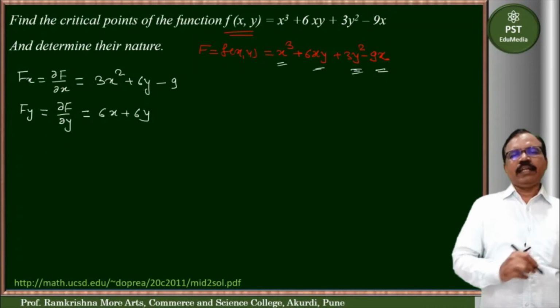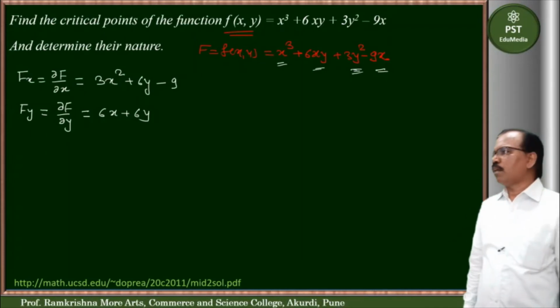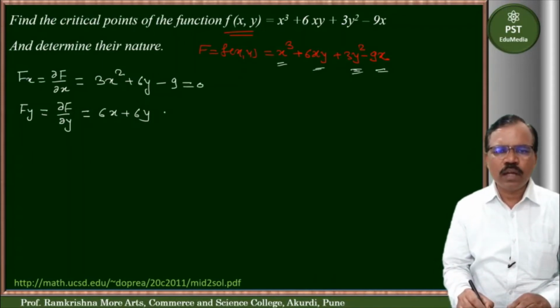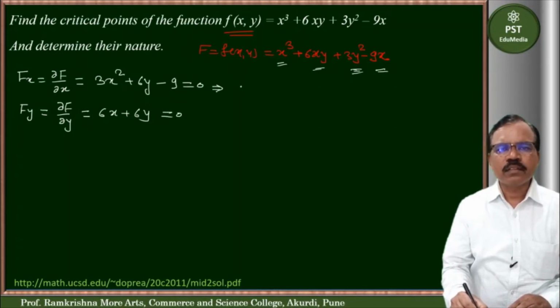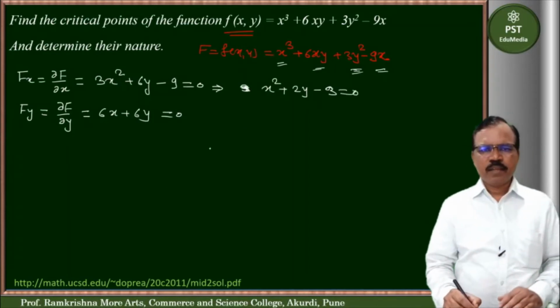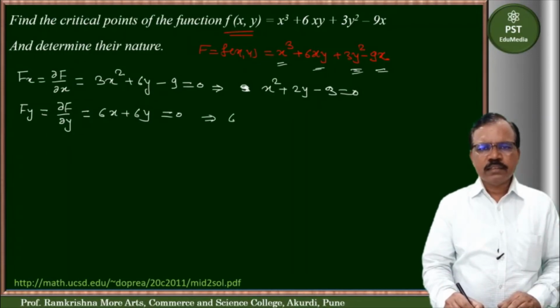When we want to find critical points, we have to equate the first order partial derivatives equal to 0. So let us equate this equal to 0 and this equal to 0. Now from this I will get x square plus 2y minus 3 is equal to 0, just divided by 3. And from the other I will get 6x is equal to minus 6y.